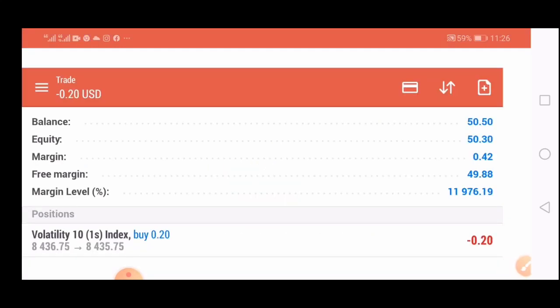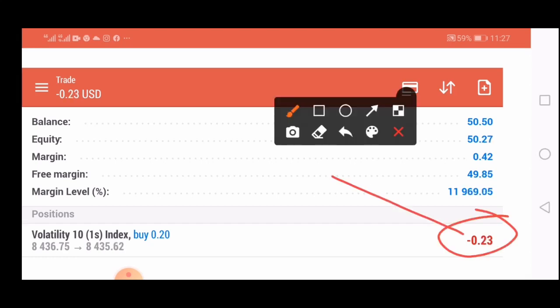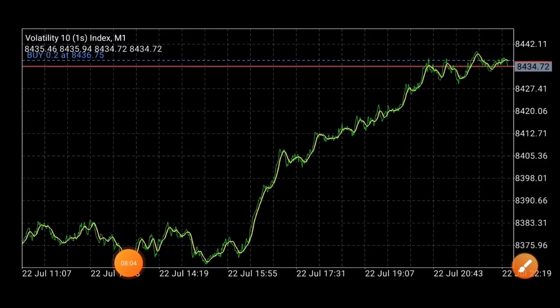So currently the trade is running, and if the loss continues, I'm going to hedge. How to calculate where to hedge is what I'm going to do right now. So I'll just go back to the chart. So I'm back to the chart.